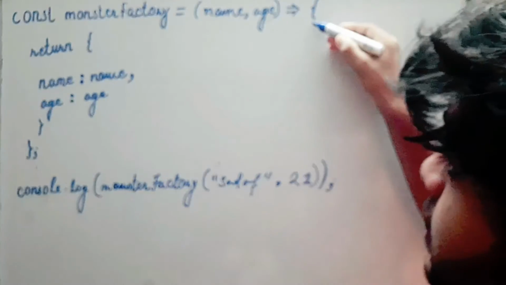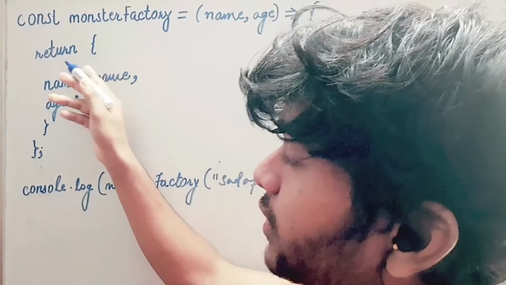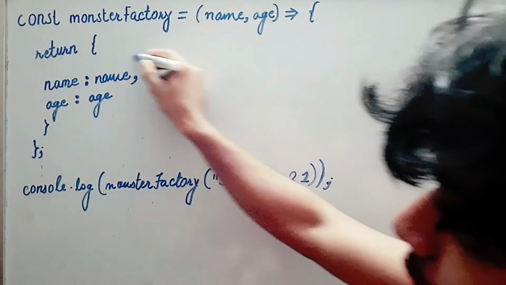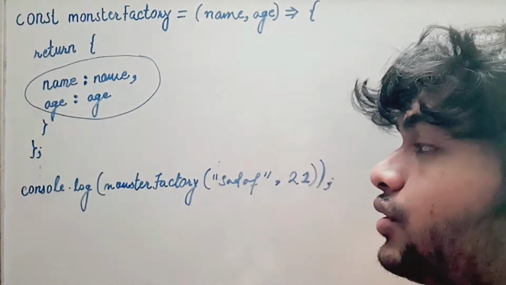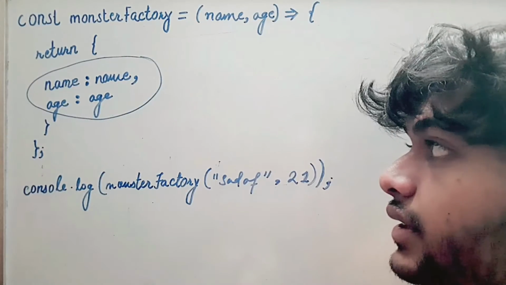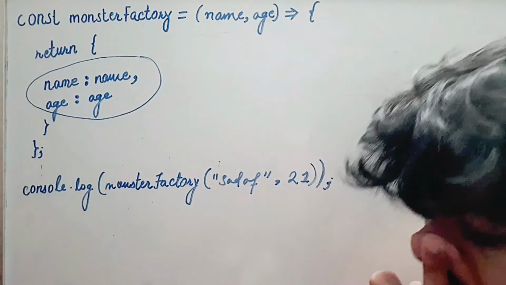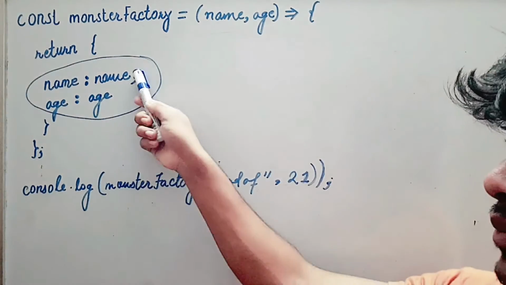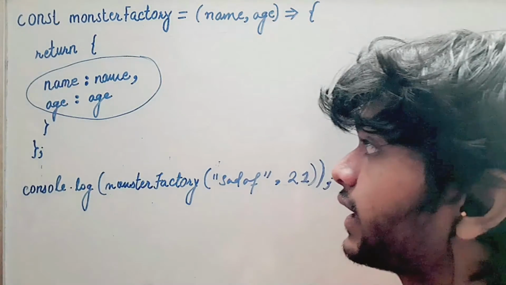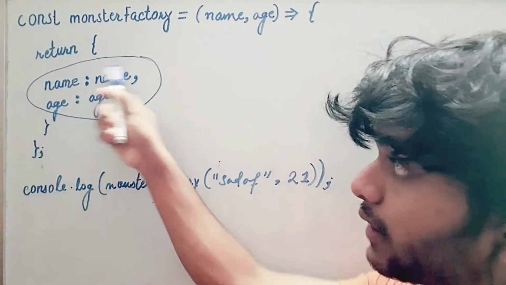The function body contains a return statement, which includes returning an object. Inside the object you will see two key value pairs. First key value pair, second key value pair. Each key value pair makes a property. We have two properties. You can also notice that the key and the value are the same.